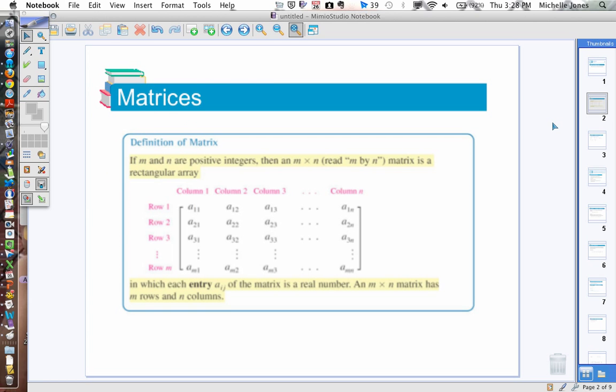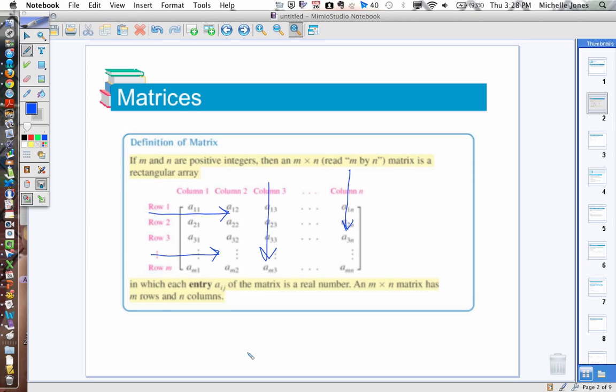So here's the definition of a matrix. It's a little blurry and you don't have to worry about writing it down. If m and n are positive integers, then an m by n matrix is a rectangular array like below. What's important to take from this is that your columns go from the top down and your rows are on the sides and they go across. So just like a normal table, rows are sideways, columns are up and down.